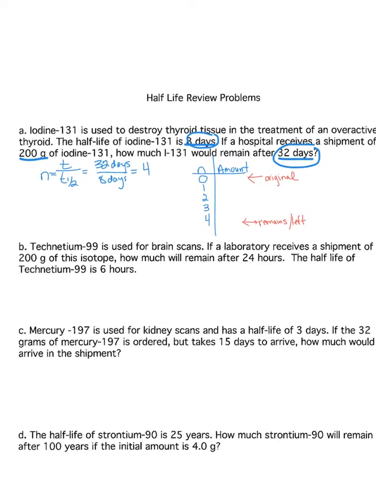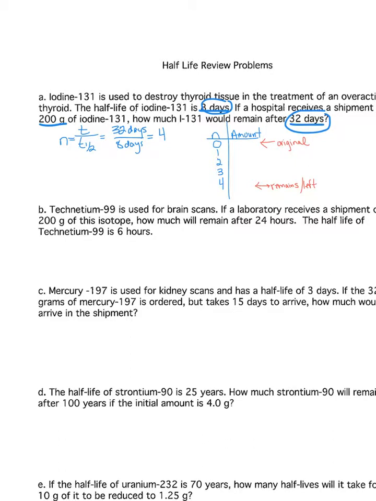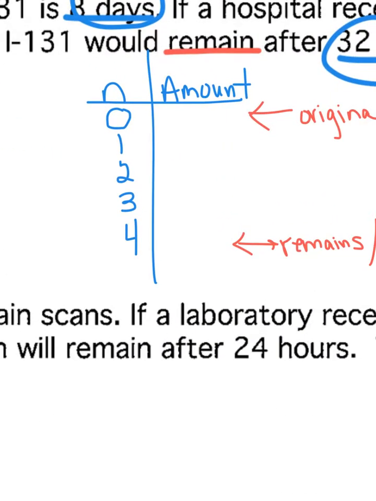So let's examine what the problem gives me. They tell me the hospital receives a shipment of 200 grams. And then they ask me how much would remain. So I'm trying to find what remains, and they give me the original or starting amount. So I'm going to put that 200 grams at the 0 place. As I work my way down the chart, you're going to end up dividing by 2 each time you go down a row, because essentially you're going through a half-life each time you go down a row.